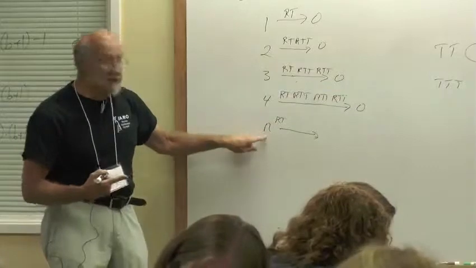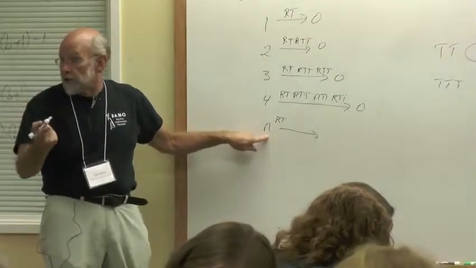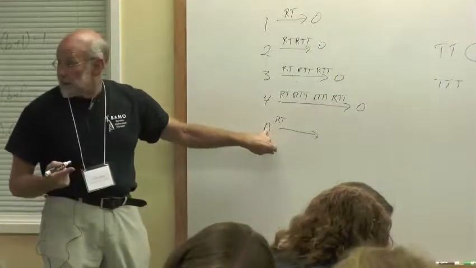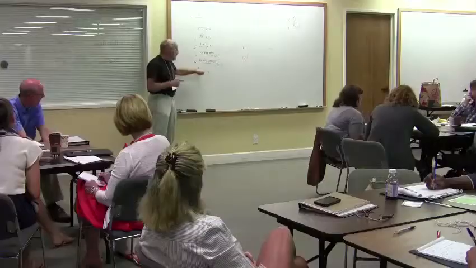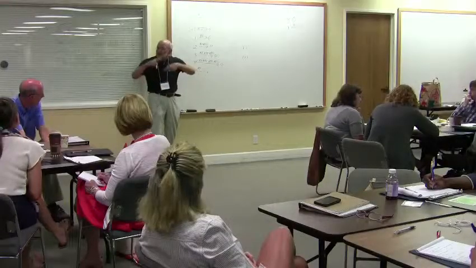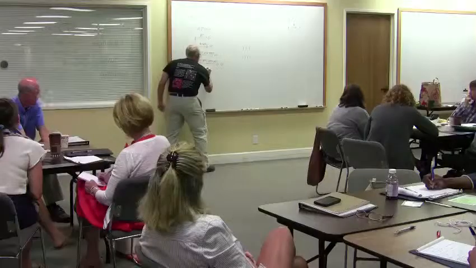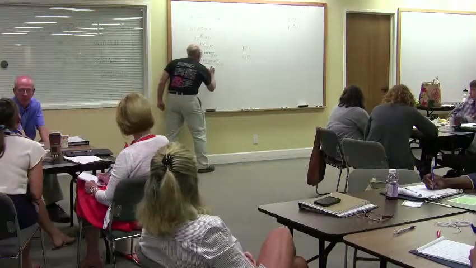So if this formula holds all the way through, then if I start with n, I do an RT, and then I have to do n minus 1 of the RTTs. And so a reasonable way to write that might be RTT, this whole thing, to the n minus 1. Does that make sense?